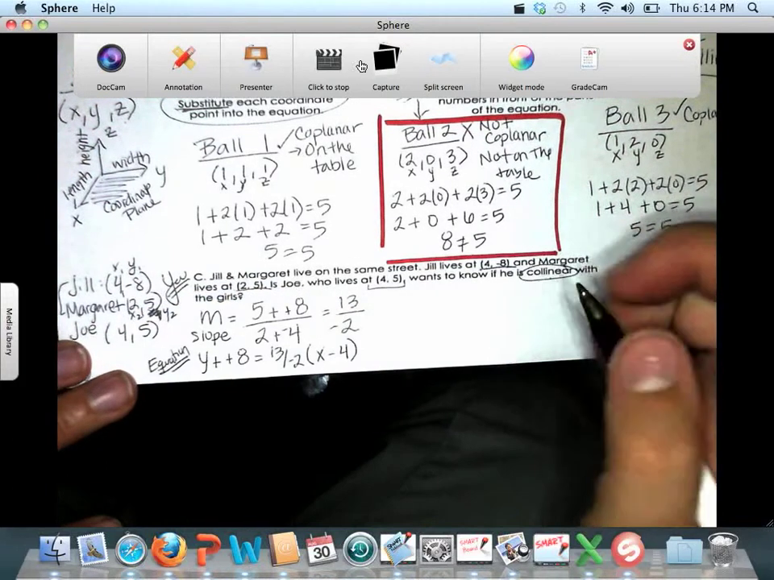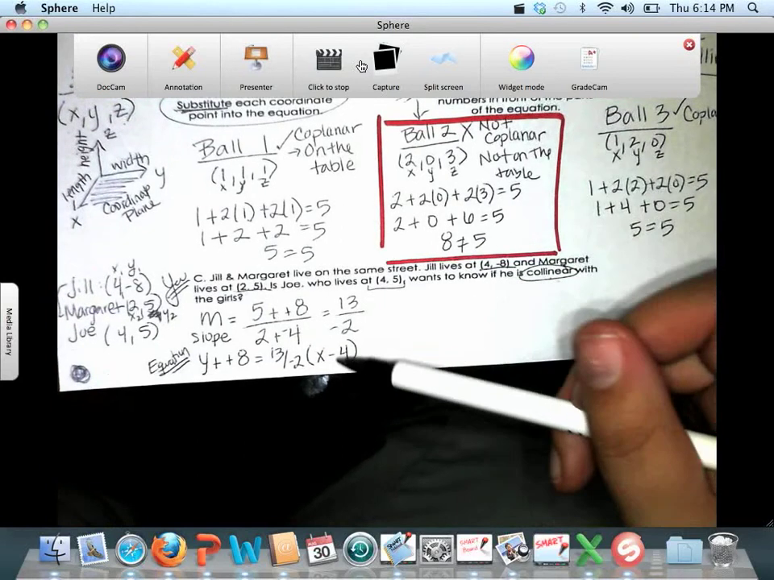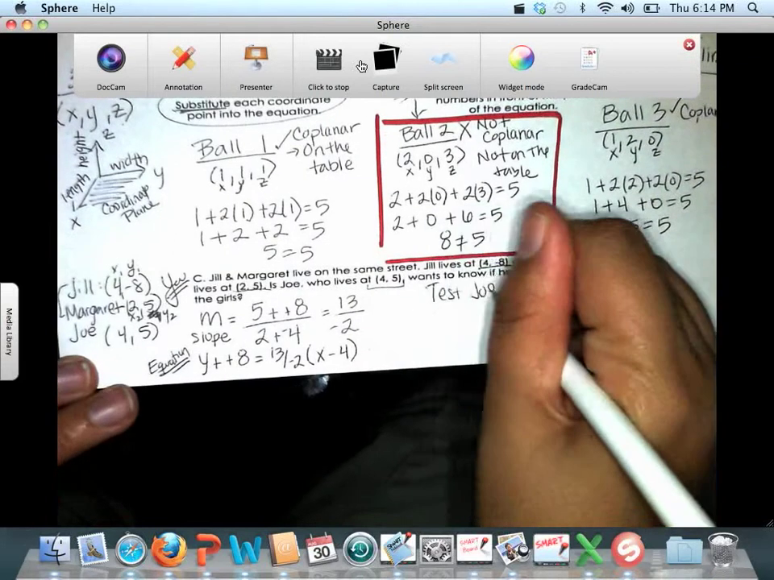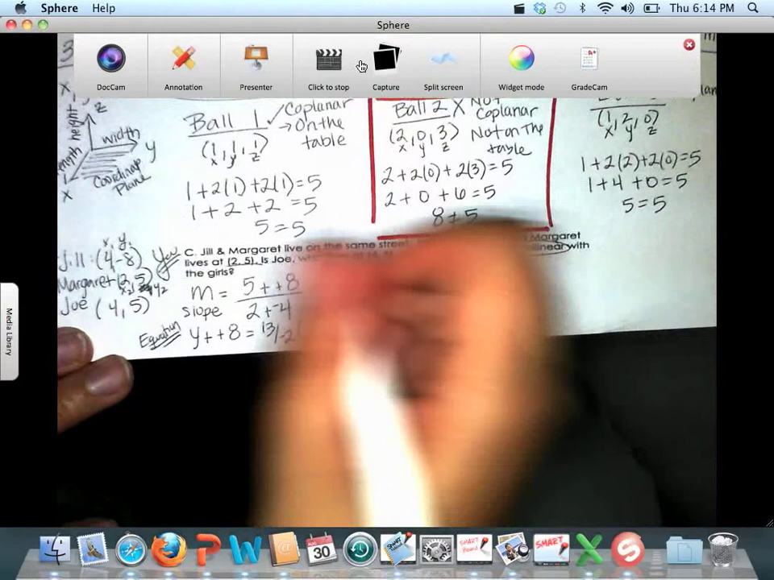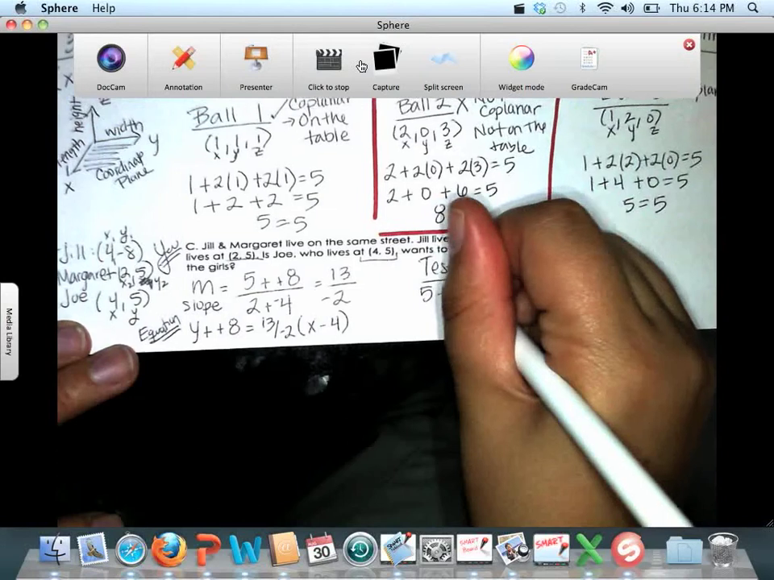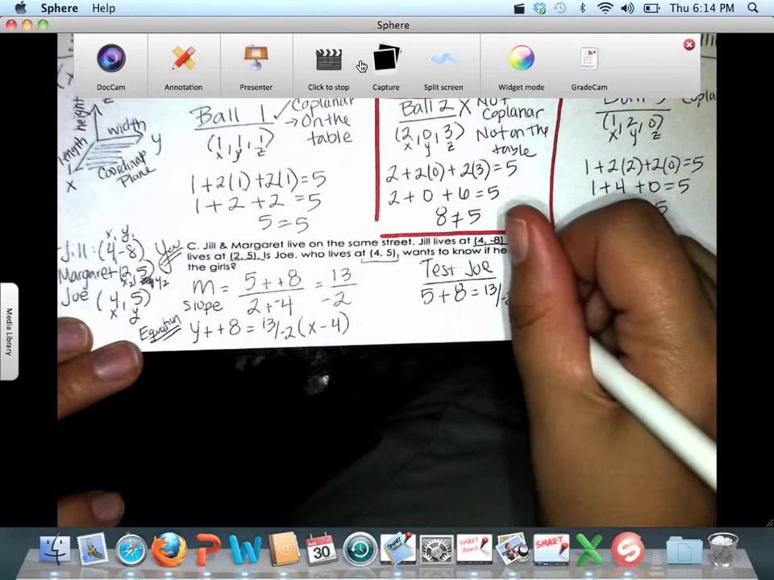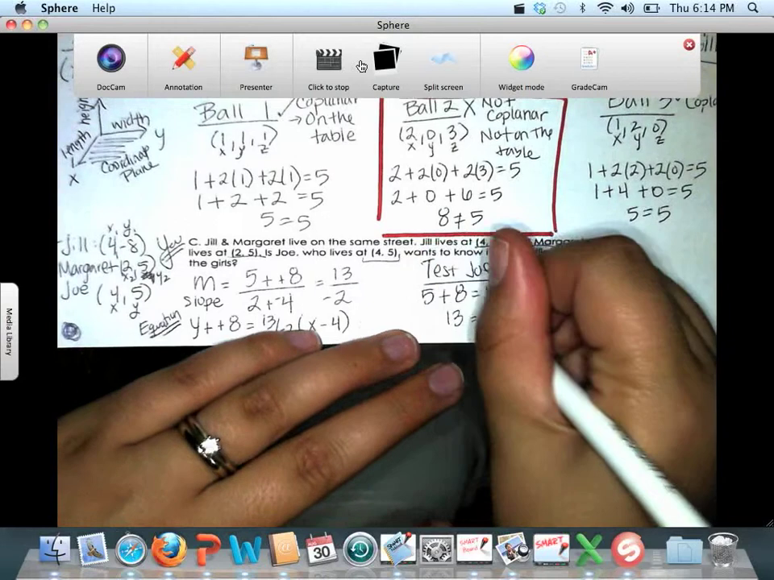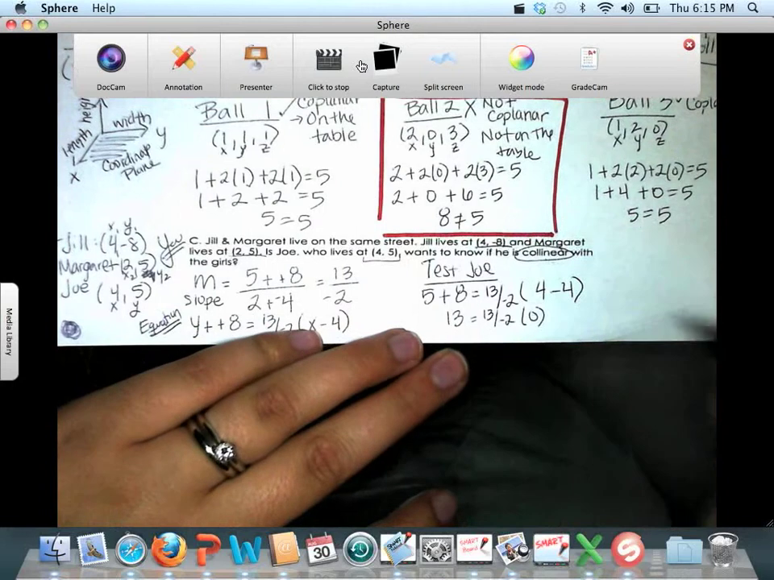Right then, so now I know Jill and Margaret live on this street, right? If streets were really coordinate planes, this would be the line that represents their street. So now I'm going to test Joe and see if he lives on their street. So I'm just going to plug Joe's points in, right? X, Y. So we get 5 plus 8 equals 13 over -2 times 4 minus 4. 5 plus 8 is 13. 13 over -2 times 4 minus 4, 0.